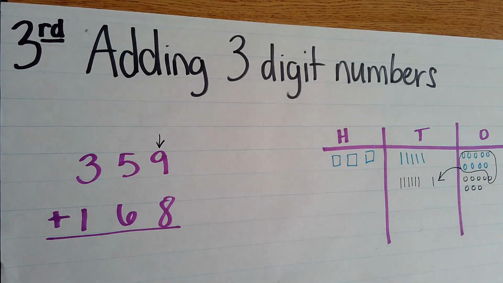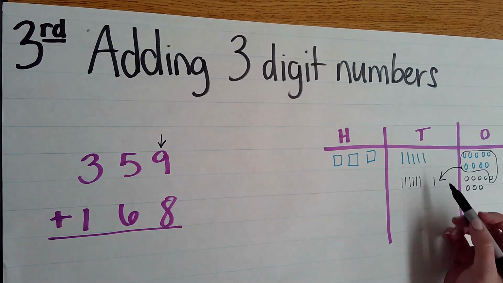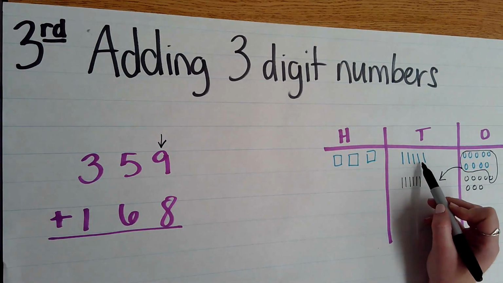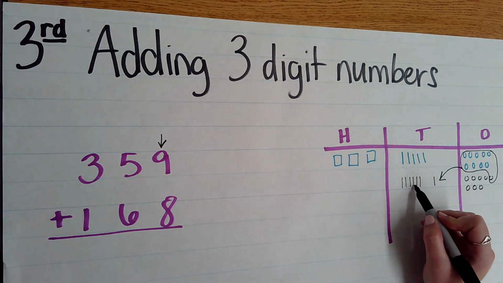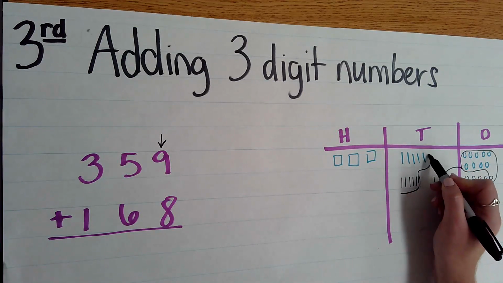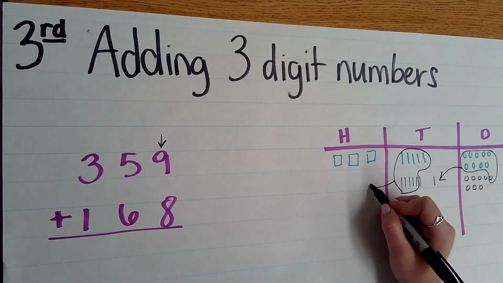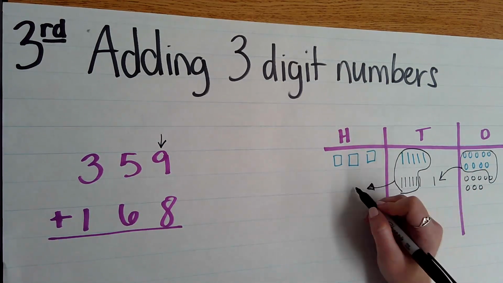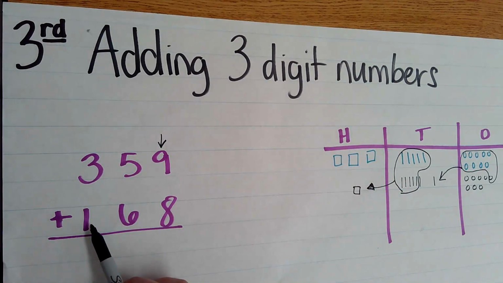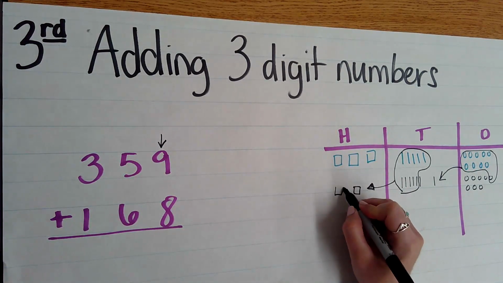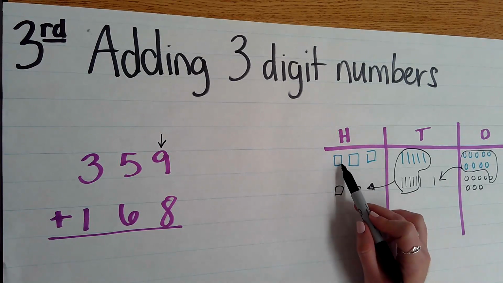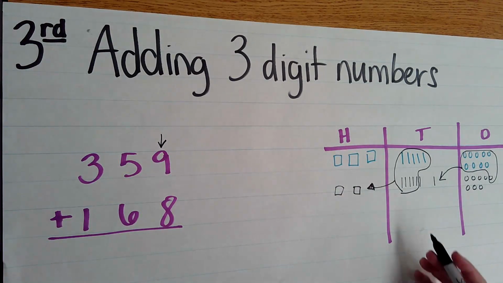So again, I can only have 10. So what I'm going to do is I'm going to take 1, 2, 3, 4, 5, 6, 7, 8, 9, 10. And I'm going to trade them to make a new 100. In my problem, I also have to add 100 as well. And I don't need to do any more regrouping.